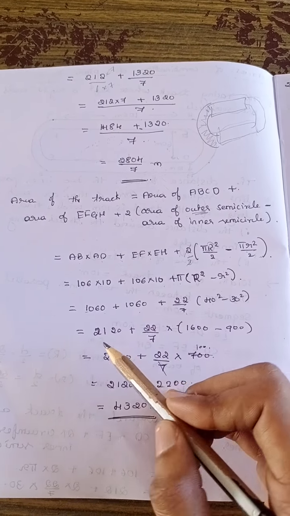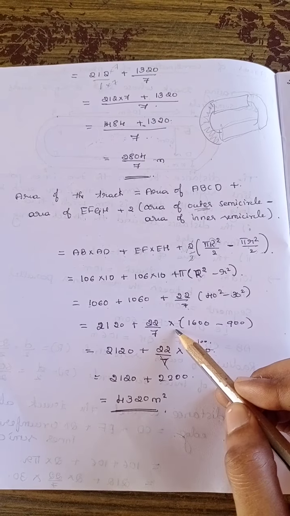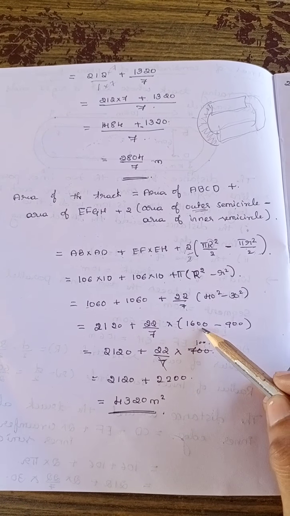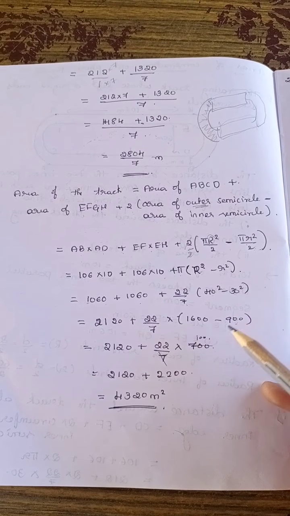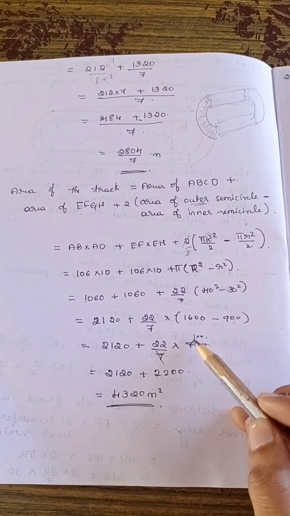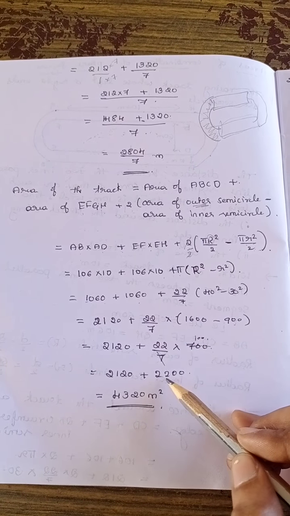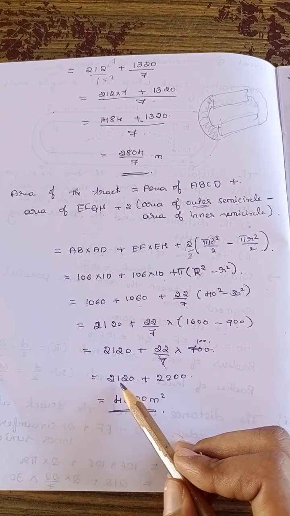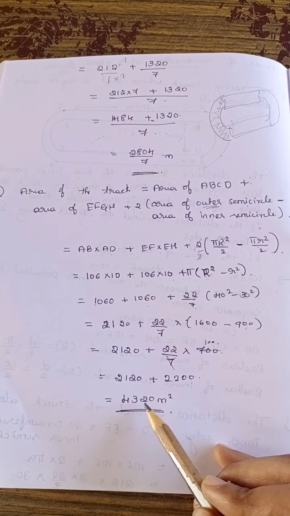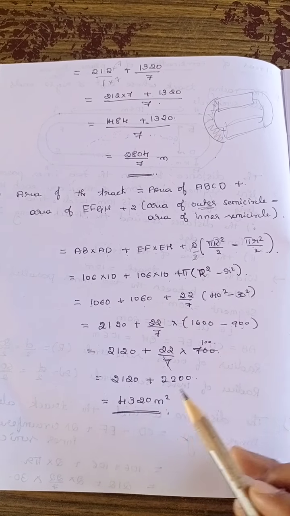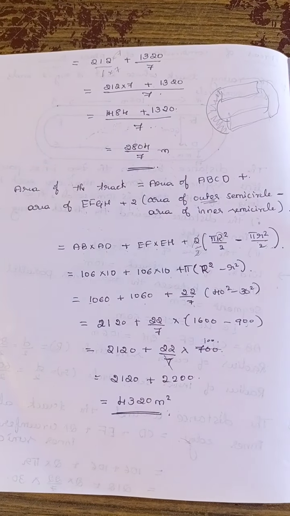So adding these two, we get 2120 plus 22 by 7 into 40 square is 1600 minus 30 square is 900. 1600 minus 900 is 700. 7 on the 700, 22 into 100 is 2200. So 2120 plus 2200 is equal to 4320 meter square. This is the area of the track in the given figure.